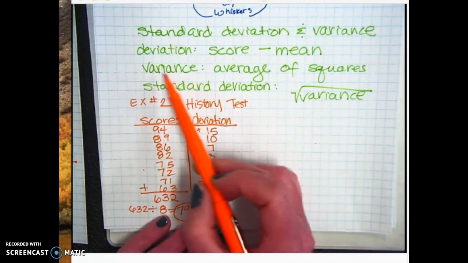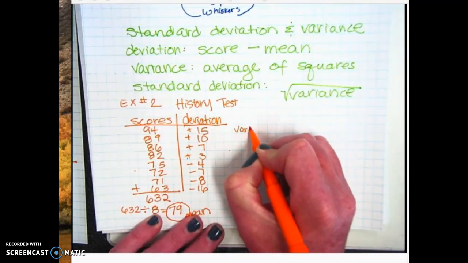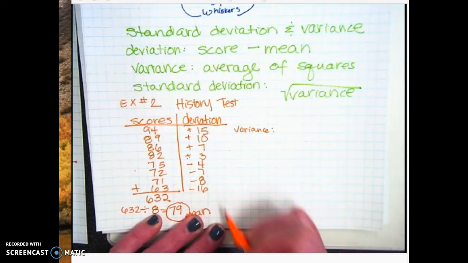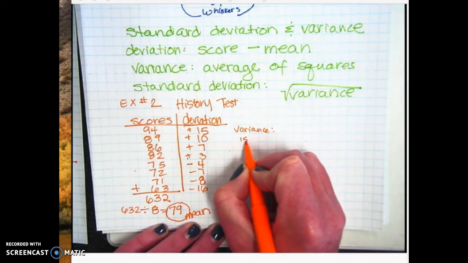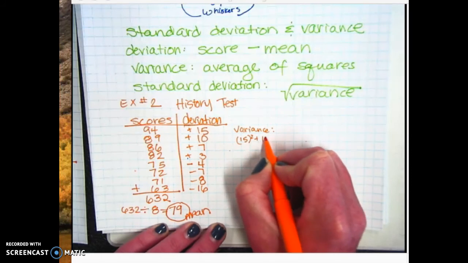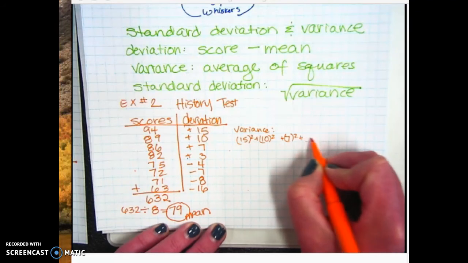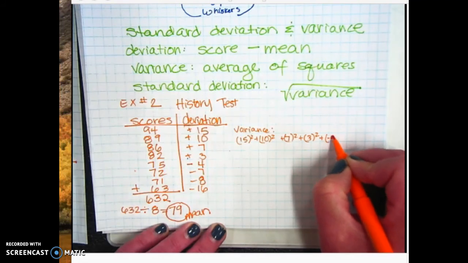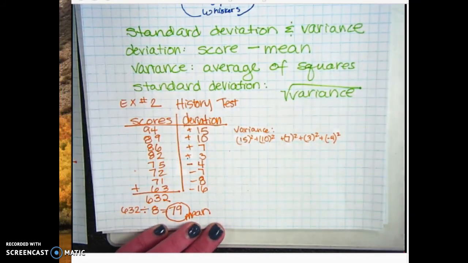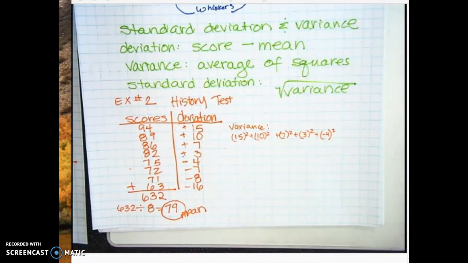All right, after we've got the deviation, now we're going to get the variance. So for the variance, we need to take all of these deviations and square them and get their mean. So we're going to take 15, square it, 10, square it, 7, square it, 3, square it. Then we get to negative numbers, negative 4 and square it. What happens when you square a negative number? It's still positive.